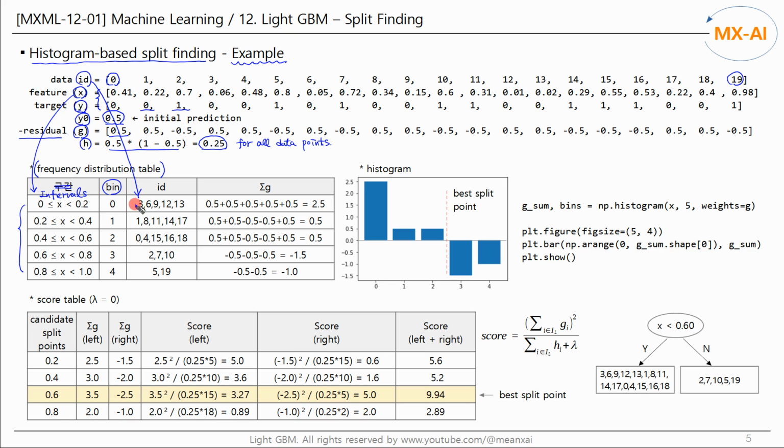The value of data ID number 3 is 0.06, so it falls in the first bin. And the value of data ID number 17 is 0.22, so it falls in the second bin. We then sum up all G values of the data points in each bin. The results are as follows.